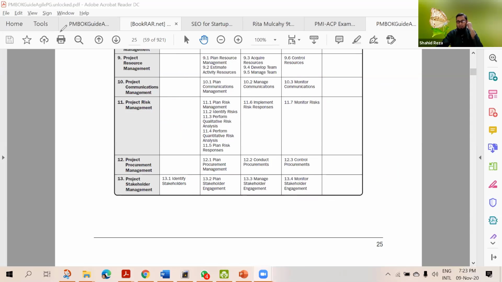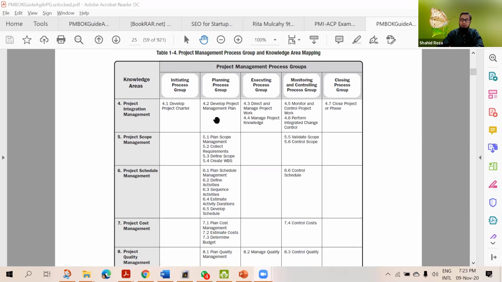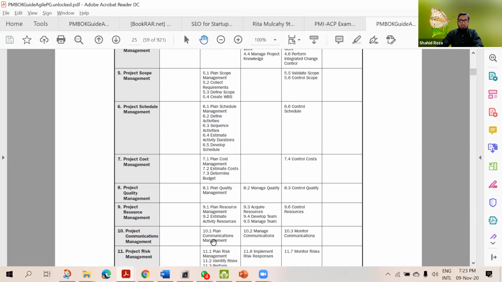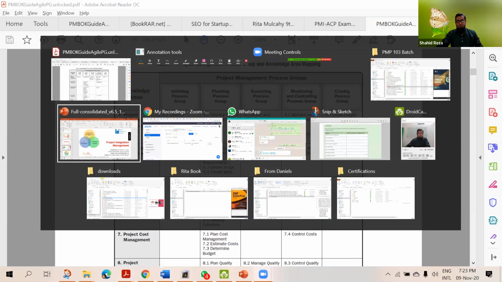Where does this style come from? This is what we actually do when we practice project management. We first develop the project charter, then we develop the high level project management plan, and then we do the identify stakeholders process. Because if we don't know who our stakeholders are, we cannot do other processes. That's why we have to do this process at the initiation process group, then the stakeholder process and other processes of stakeholder management.